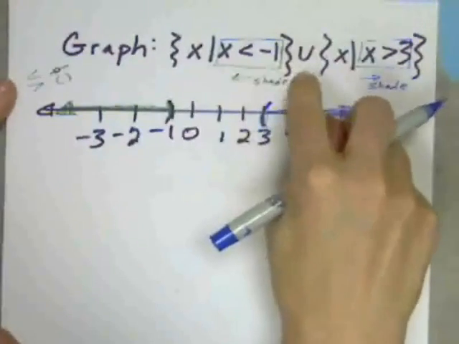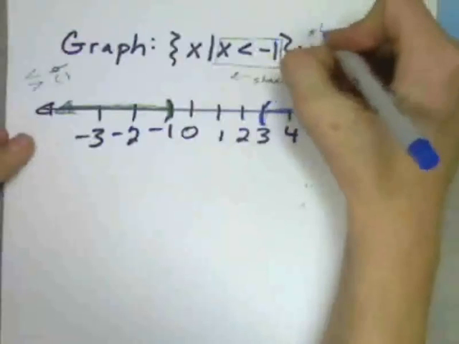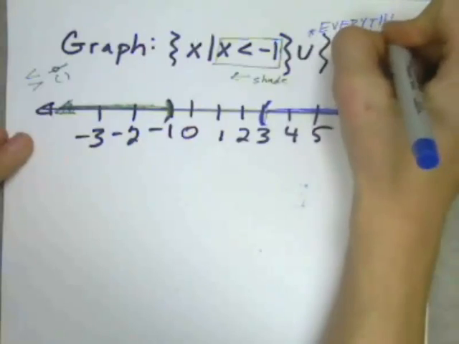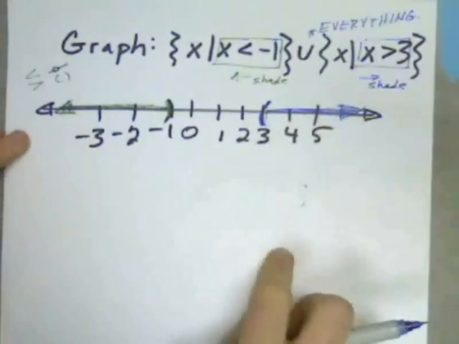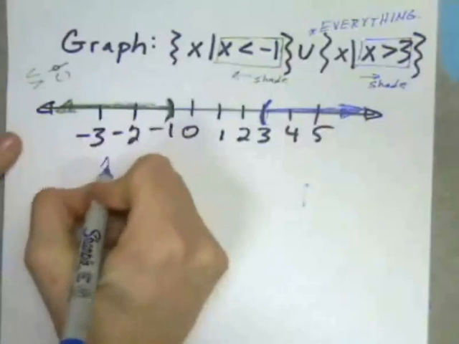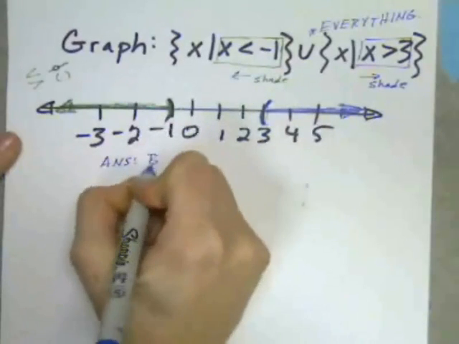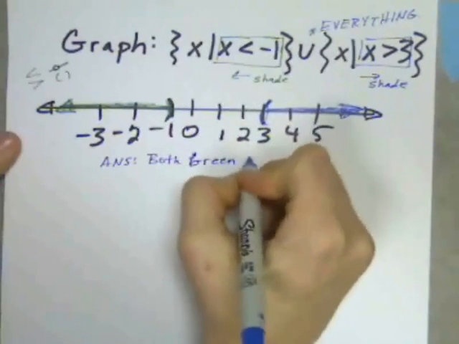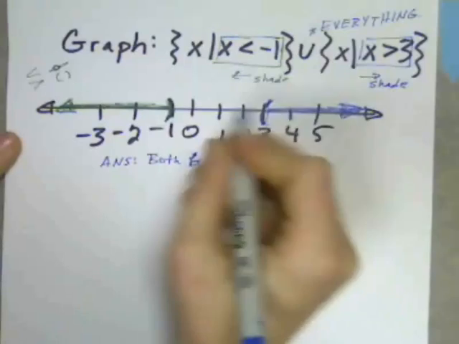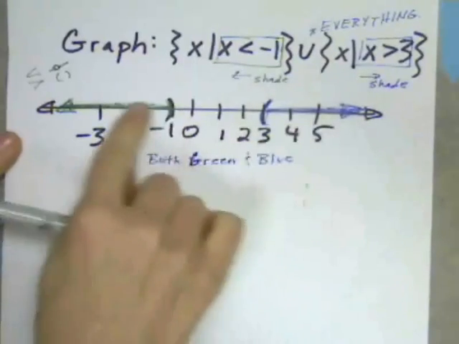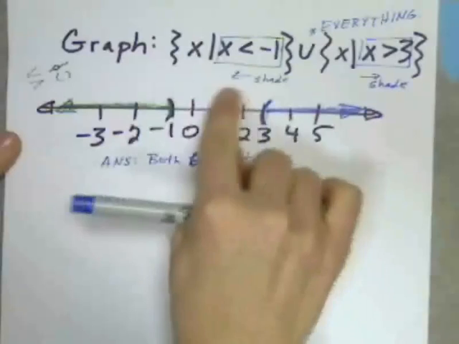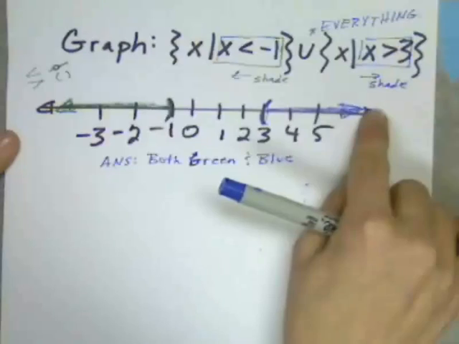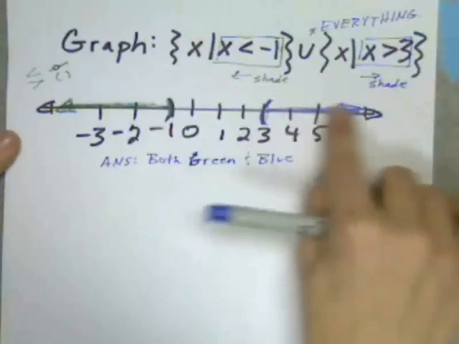And for the union, that means everything, right? So the answer for this one is both the green and blue. It's not the entire number line like the other one. It's only this part and this part. This part's not the answer, only the combined parts that were colored. So what I've got here is the answer, the blue part and the green part.